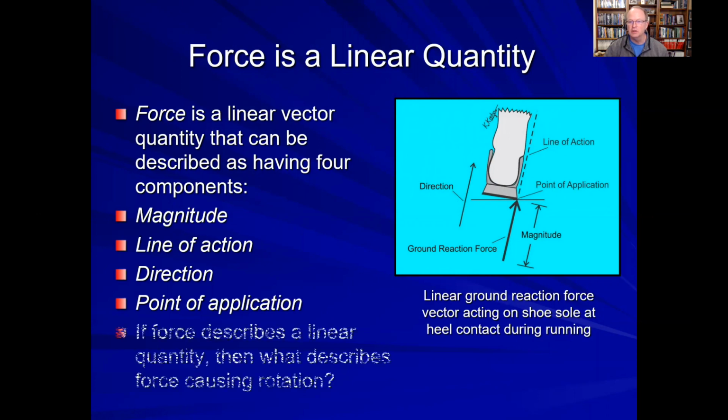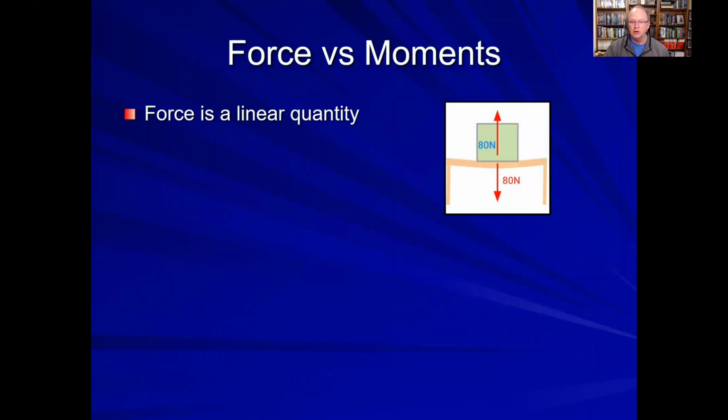So when we start talking about movement at the joints of the body, though, we have to start talking about joint rotations, and this is where we need to describe the quantity that we call a moment. So review, force is a linear quantity. Here we have a weight resting on a table. The table is pushing upwards with 80 newtons of force, and the acceleration of gravity on the mass of this object is pulling downward on the table with 80 newtons. So these are linear quantities.